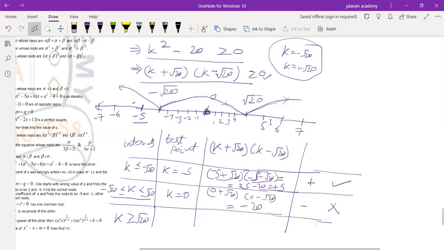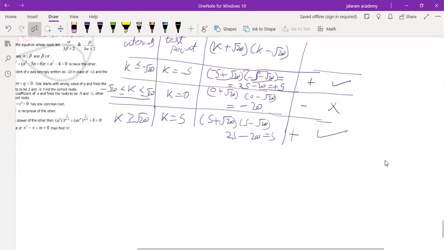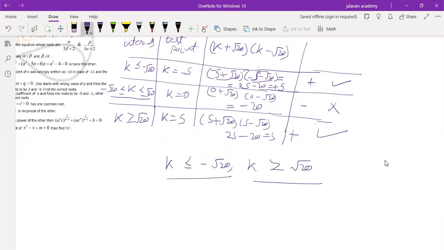Next, again take k equals to 5. So it is 5 plus root 20 into 5 minus root 20, that is 25 minus 20 equals to 5. So it is also positive, so it will also be satisfied. Is that clear to you? Means there are two regions of values of k: one which is less than minus root 20 and other which is greater than root 20. So this is the answer. k is less than or equal to minus root 20 and k is greater than or equal to plus root 20. Understood everyone?